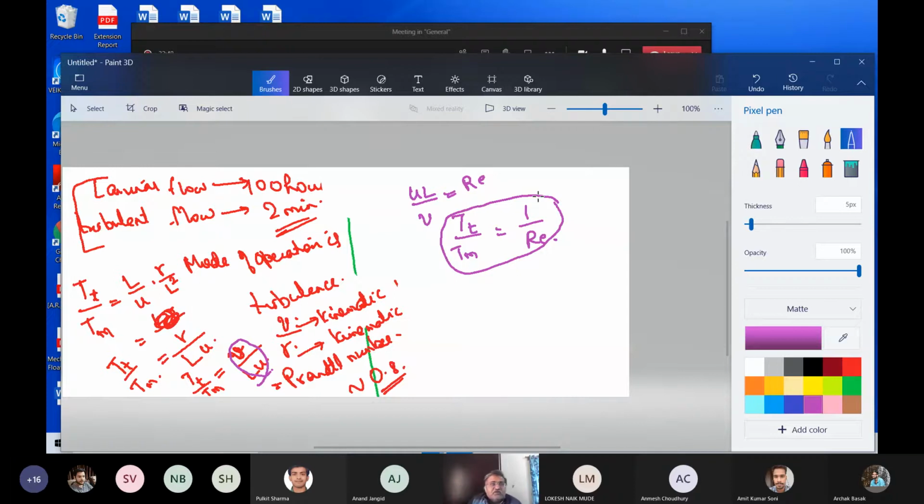In case you are not familiar, Reynolds number is usually defined as the inertial force by the viscous force. I haven't yet defined to you what inertial force is. I'll do that, it is coming. So Reynolds number is equal to inertial force by viscous force.